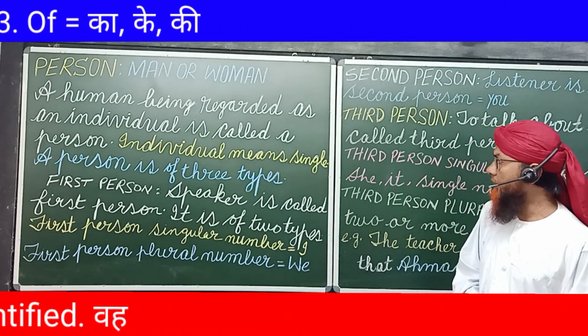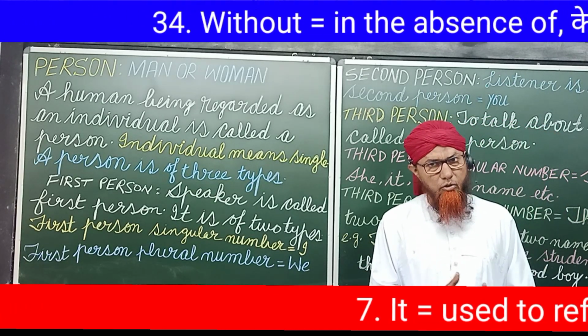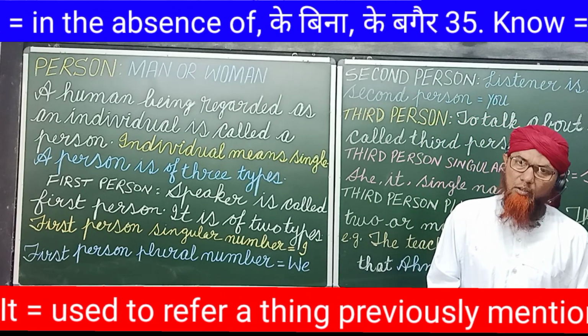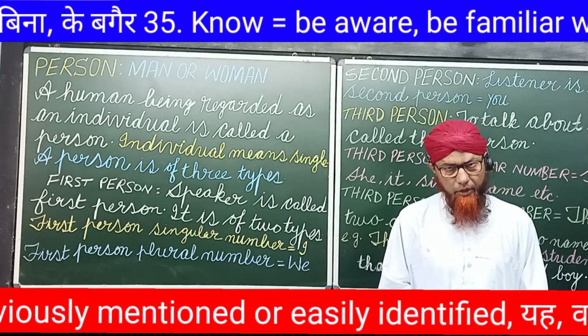Speaker is called first person. It is of two types: first person singular number I and first person plural number we.